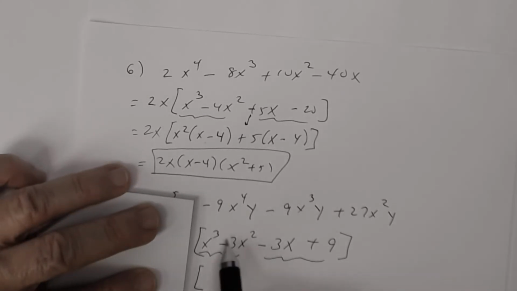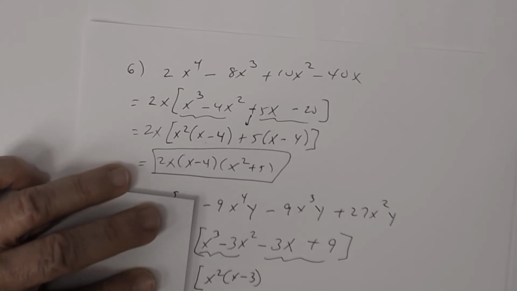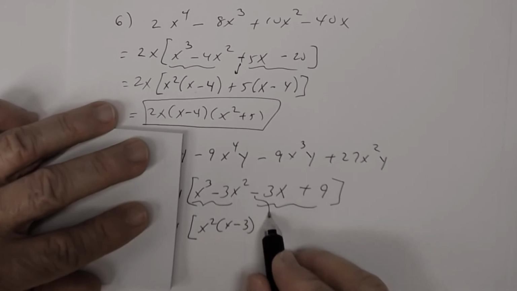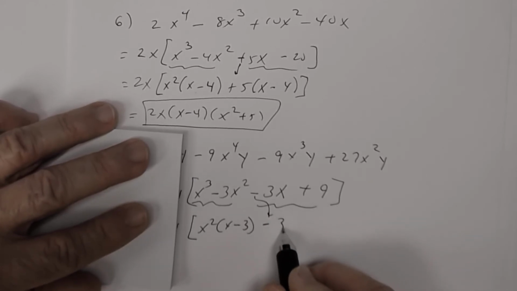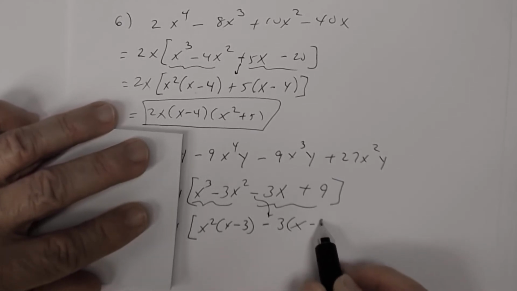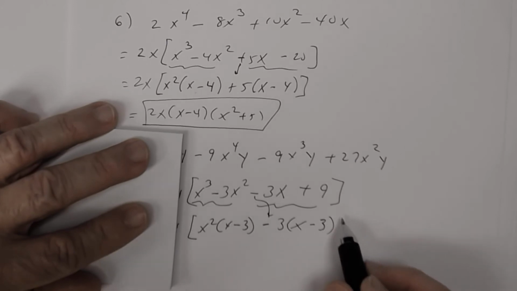Now let's get the first group. The first group, what's the GCF? Well, the GCF of the first group is x squared. So I get x squared times x is x cubed, minus, and then x squared times a negative 3 is negative 3x squared. Okay? And then from the other group, I can factor out a negative 3, and I get negative 3 times x is negative 3x, and then a negative 3 times a negative 3 is a positive 9.